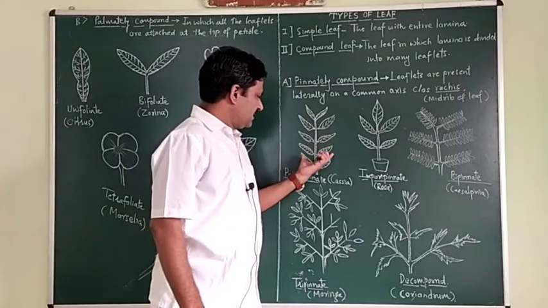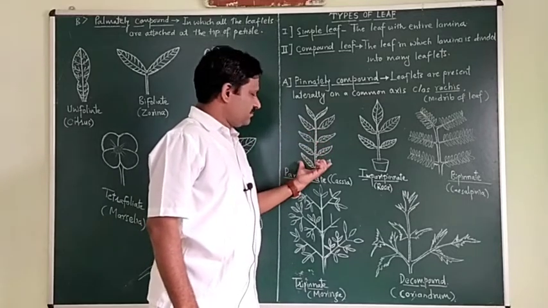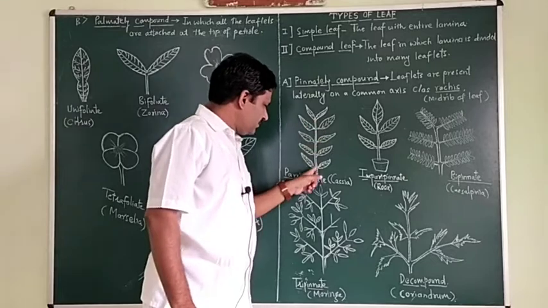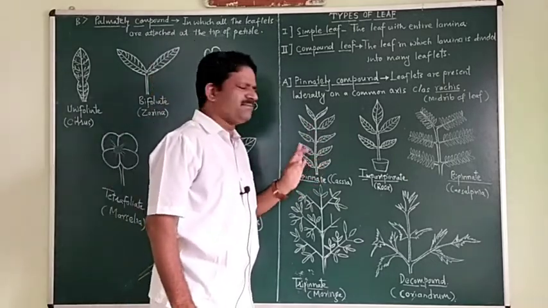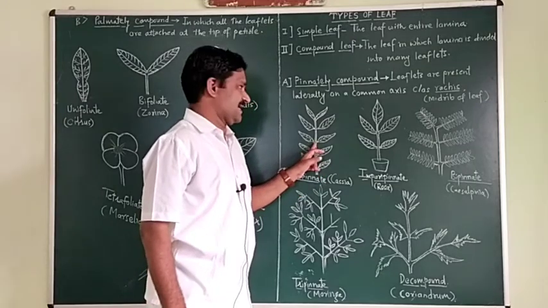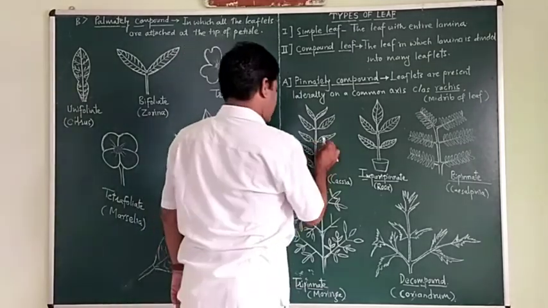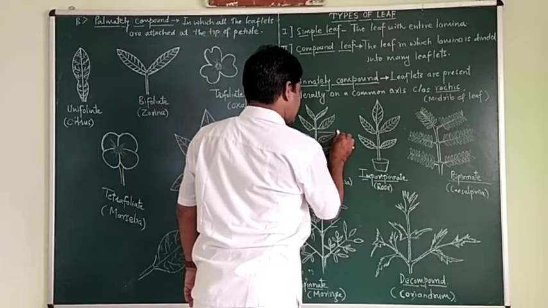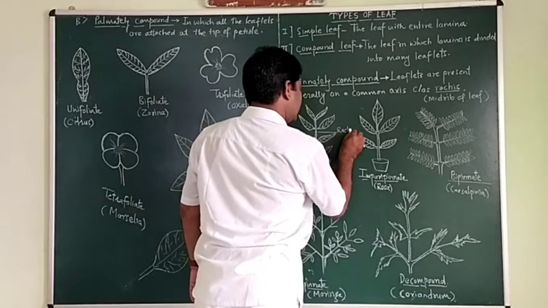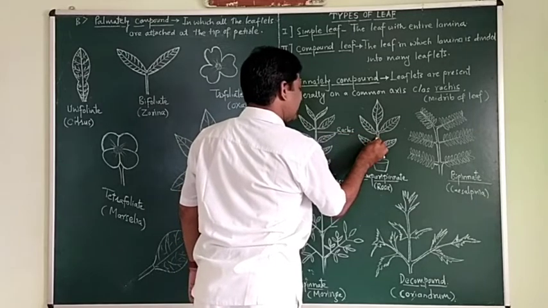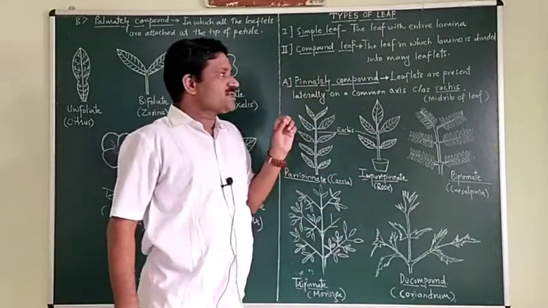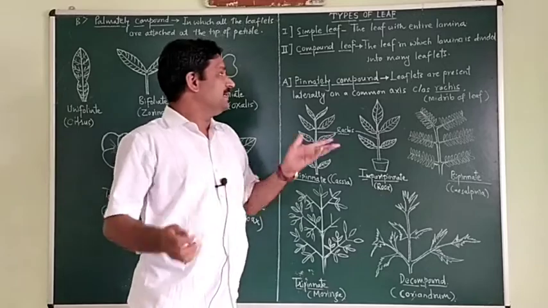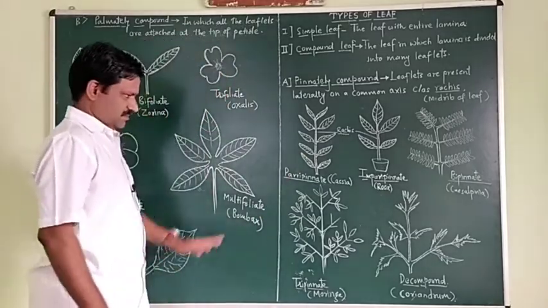Now here is a single axis on which all the leaflets are arranged, called the rachis. This is the rachis. This structure is called the rachis, on which all the leaflets are arranged. Compound leaf means the leaf in which the lamina is divided into many leaflets.